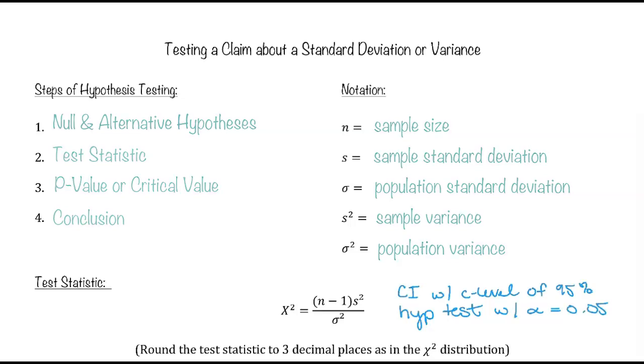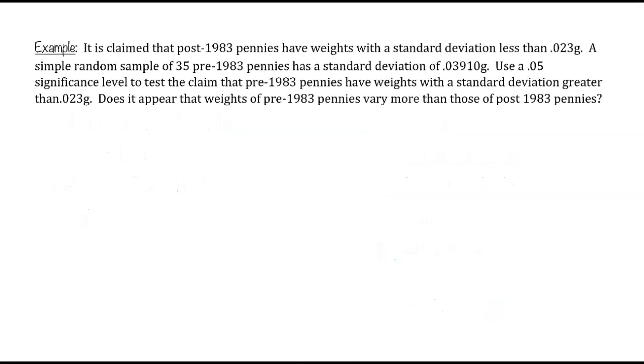Let's take a look at an example. It is claimed that post-1983 pennies have weights with a standard deviation less than 0.023 grams. A simple random sample of 35 pre-1983 pennies has a standard deviation of 0.03910 grams. Use a 0.05 significance level to test the claim that pre-1983 pennies have weights with a standard deviation greater than 0.023 grams. Once we've done this, we'll be able to determine if it appears that weights of pre-1983 pennies vary more than those of post-1983 pennies.